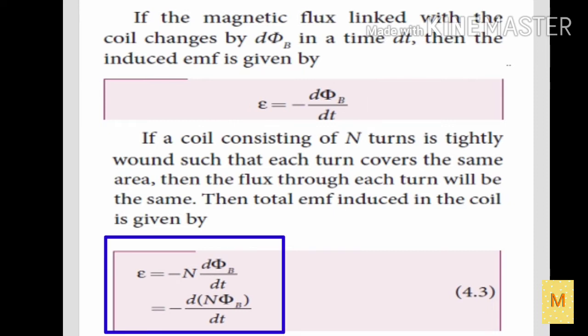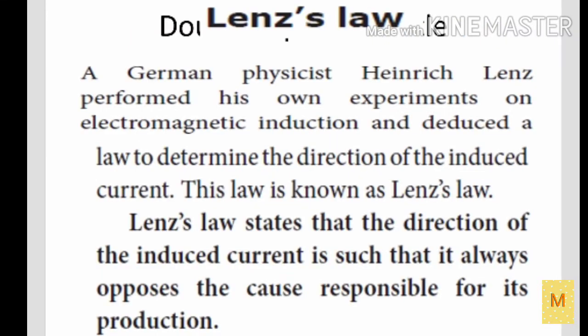Suppose the coil consists of N number of turns which are tightly wound such that each turn covers the same area, then the flux through each turn will be the same. Then the total EMF induced in the coil can be written as ε = −N dφB/dt, which is equal to −d(NφB)/dt. This equation arises from the previous equation by simply multiplying the number of turns N on the right hand side. Next one is about Lenz's law.